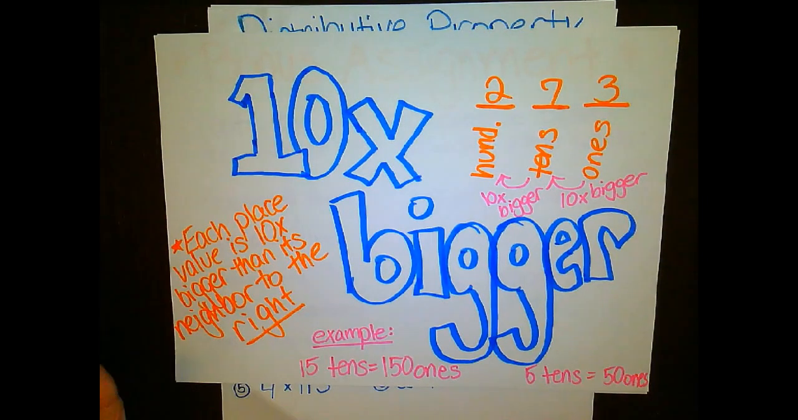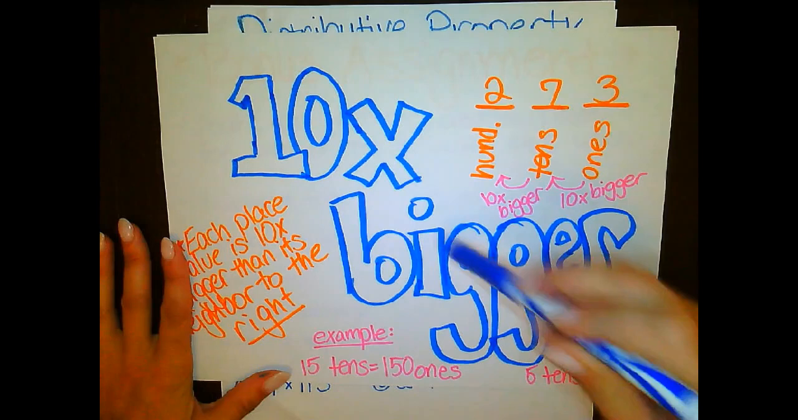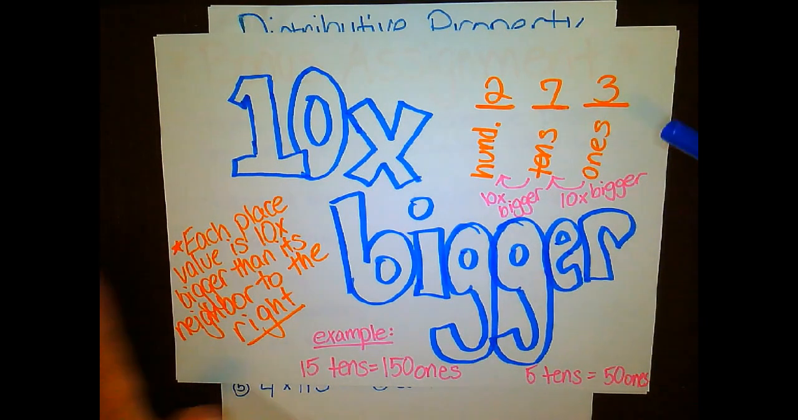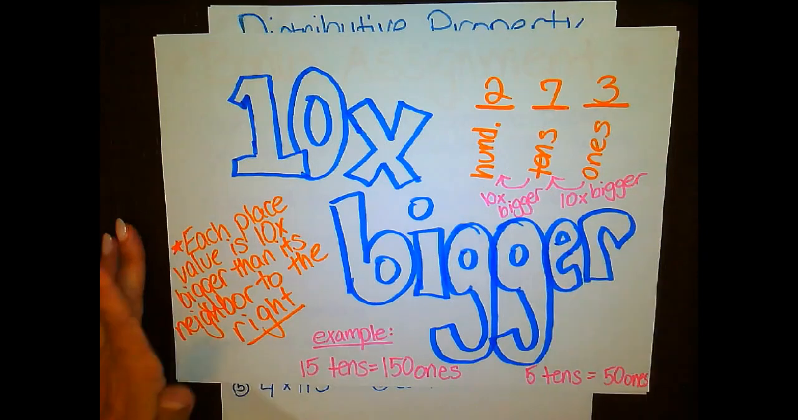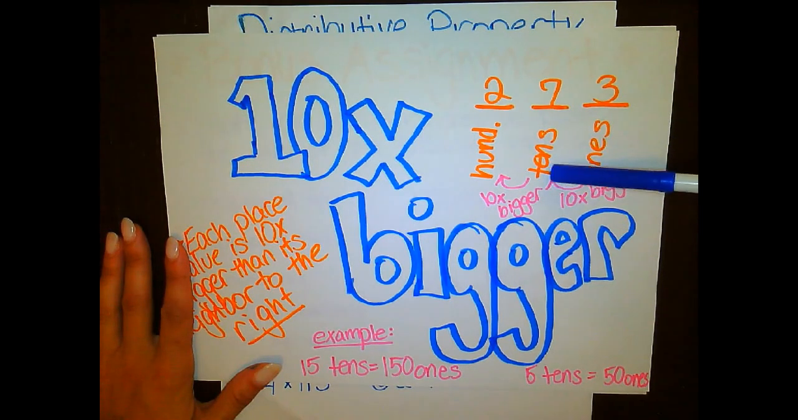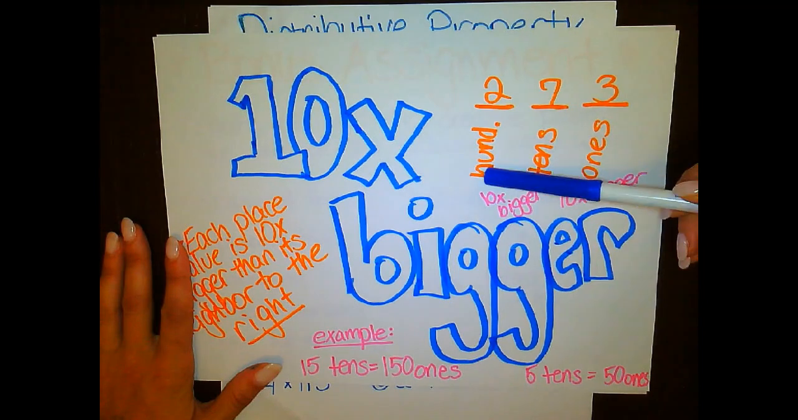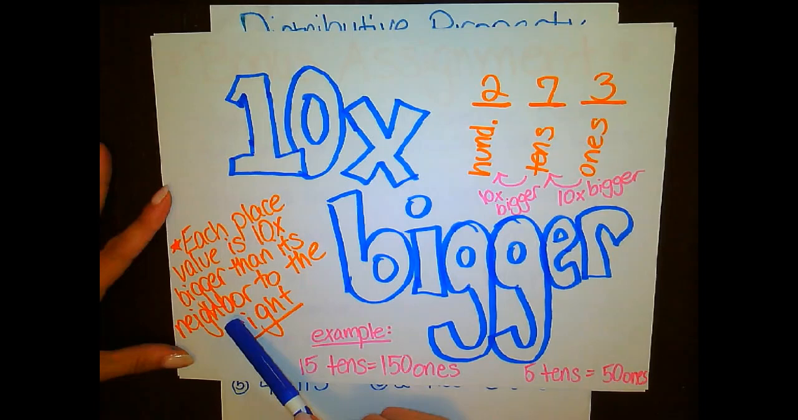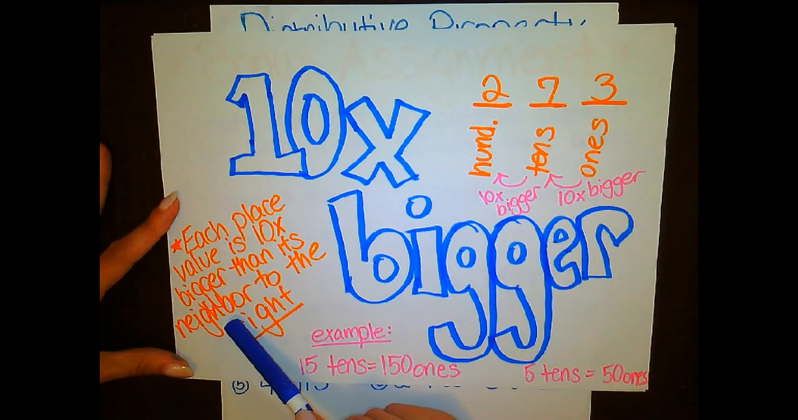And then I demonstrated how each place value is 10 times greater than its neighbor to the right. I also wrote that out in words for anyone who is reading my poster so they know that each place value is 10 times greater than its neighbor to the right. And lastly, I provided some examples. 15 tenths is equal to 150 ones. 5 tens is 50 ones. Those are examples of the 10 times greater rule.